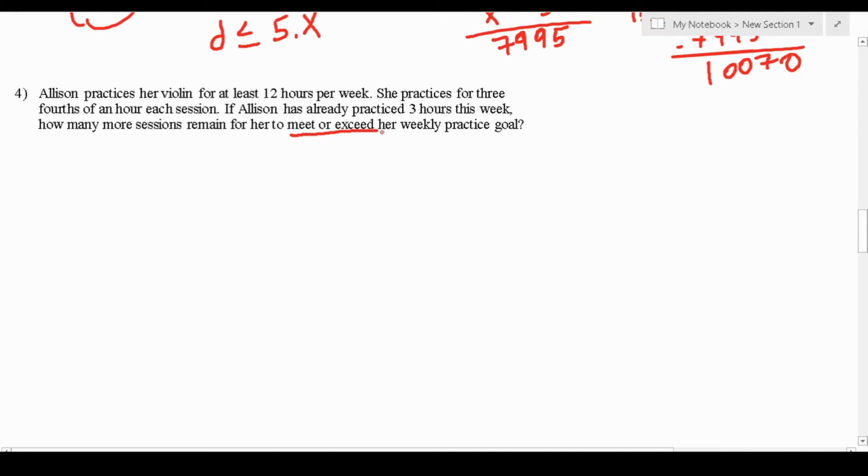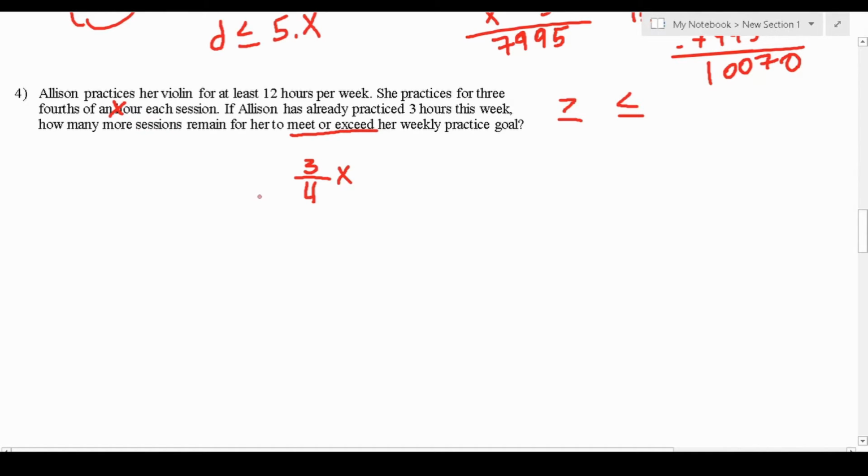It says meet or exceed. That means we're either going to be using greater than or equal to or less than or equal to. And now let's start to write the right-hand side of our equation. Again, she practices 3/4 of an hour per session, and I'm going to call that practice session just X.